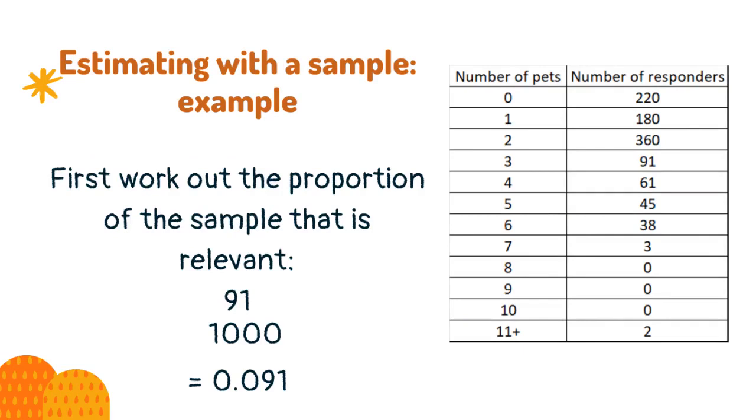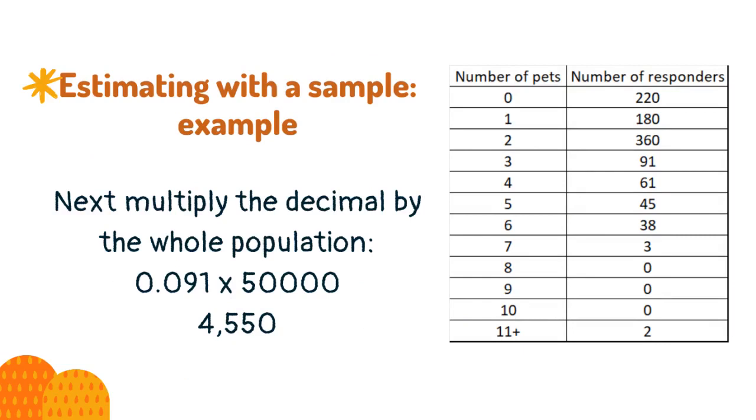First, work out the proportion of the sample that is relevant. Next, multiply the decimal by the whole population to find the number of people who, based on your sample, will have 3 pets. The calculated answer and the actual answer are unlikely to be exactly the same, but it should give an accurate ballpark figure. Make sure to round your answer to the nearest whole number, as you won't have 4,500.3 people with pets.